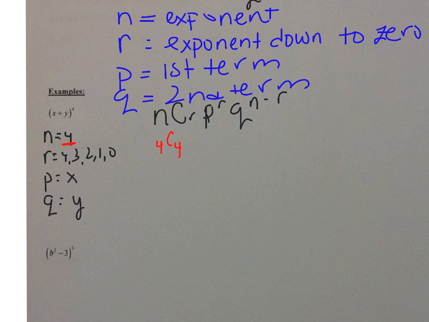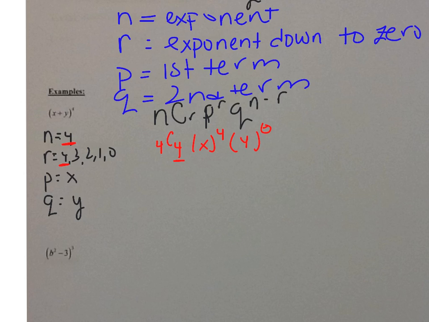So I start with 4, it's my exponent, and then I go to 4. First term is x, raised to the R power, which is 4, times my second term, which is y, raised to the N minus 4. So what you're doing is you're subtracting these. So 4 minus 4 is 0. So this is 0 here. These two numbers here always have to add up to be this number. So once you know this is 4, this has to be 0.